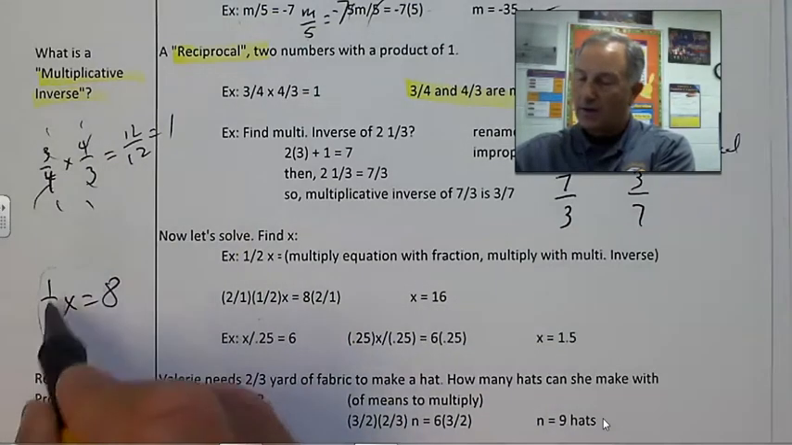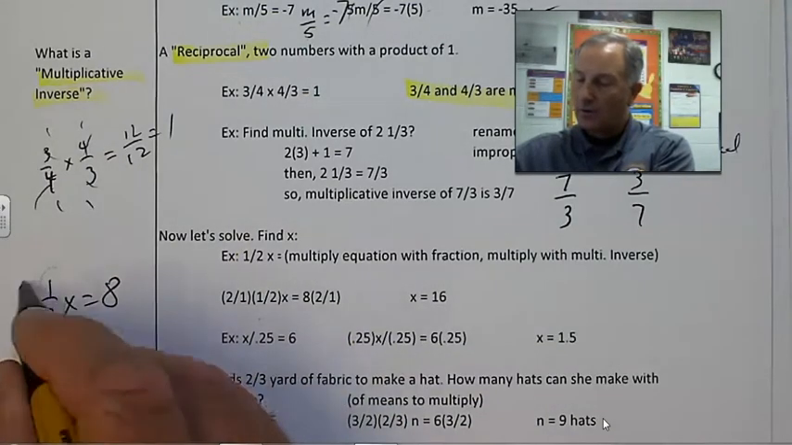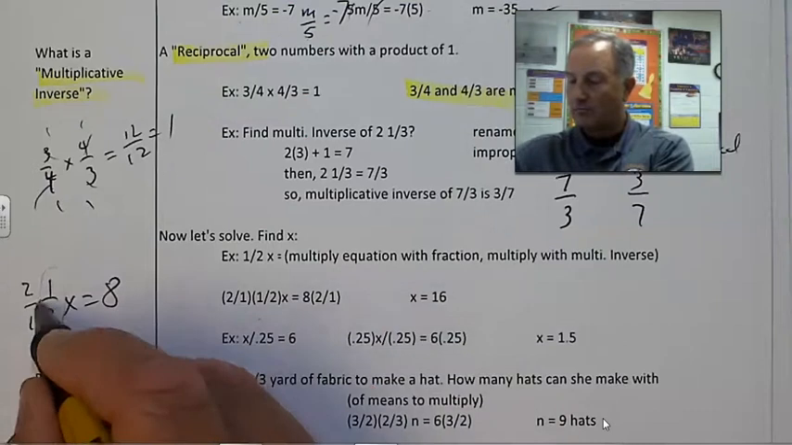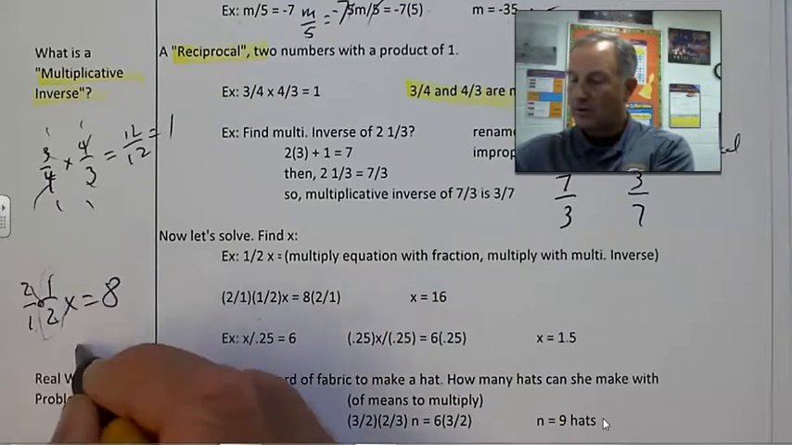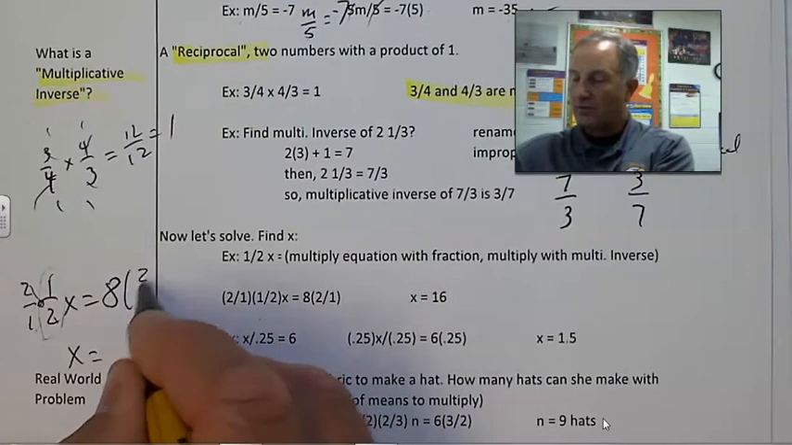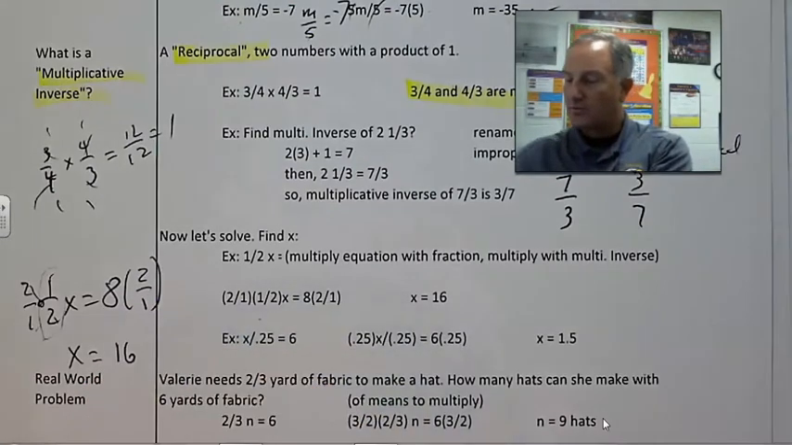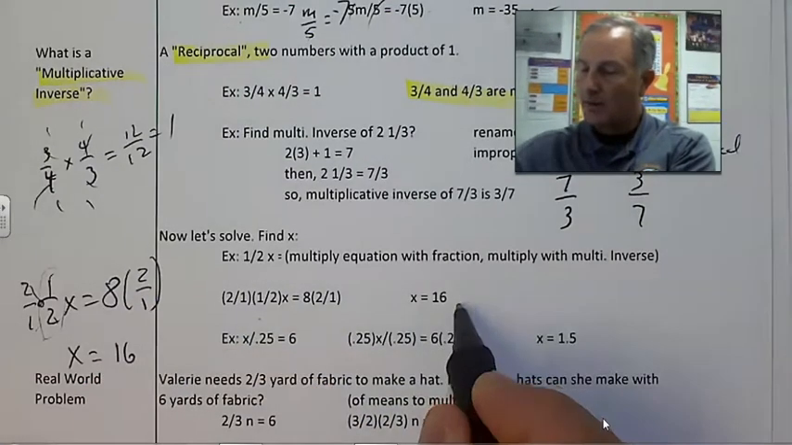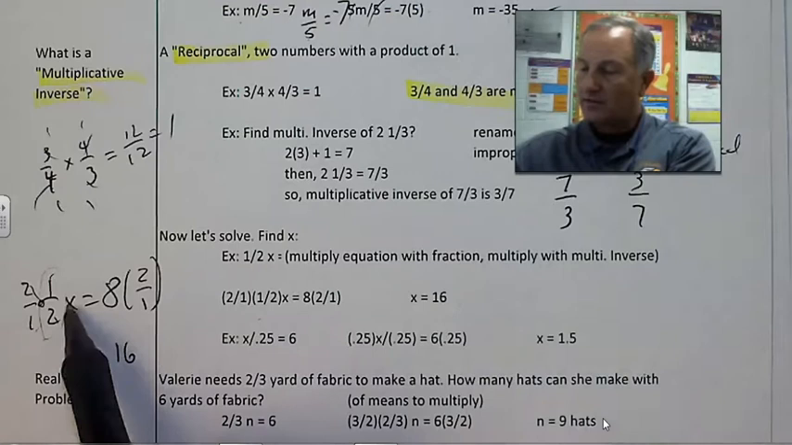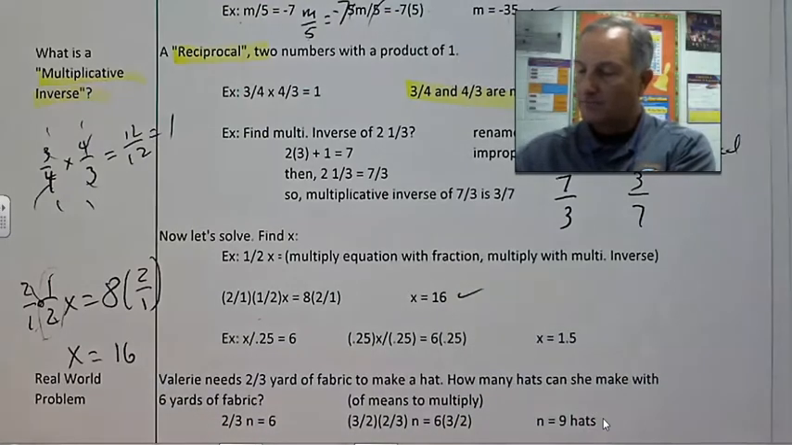Okay? How do I get this to be 1x? Well, I multiply by its reciprocal. And everything cancels out. I get x by itself. So I've got to do the same thing to the other side. 8 times 2 is 16 over 1 is 16. That's what I got here. And 1/2 times 16 equals 8, so it checks.